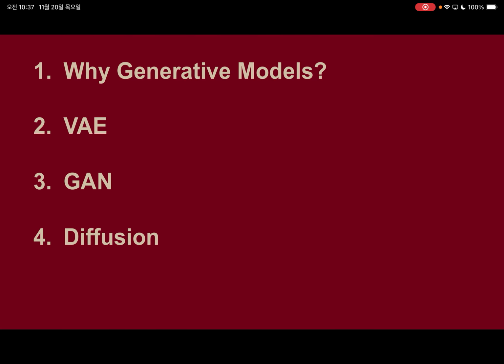So these are the contents: why we study generative models, and there are three major deep generative models, VAE, GAN, and diffusion. Today we will study the first two: why we study generative models, and the variational autoencoder, VAE.